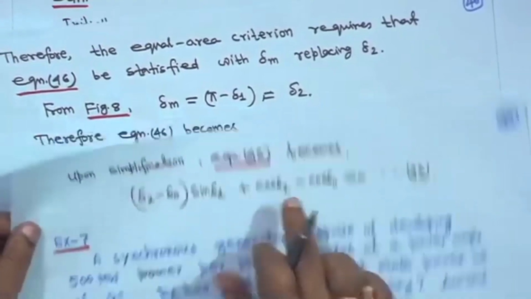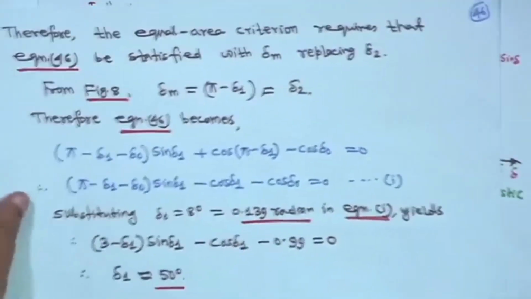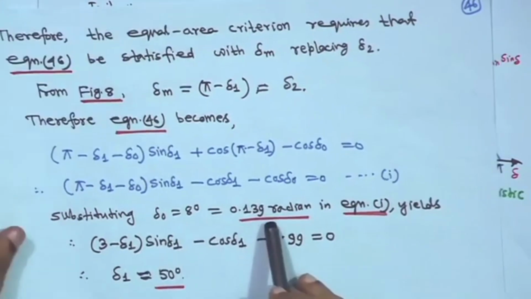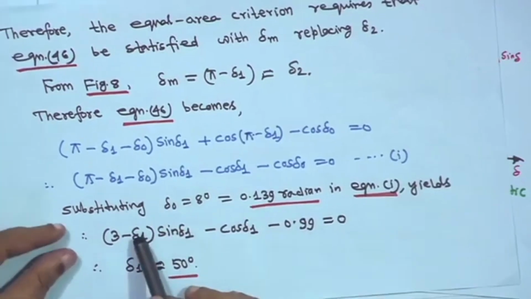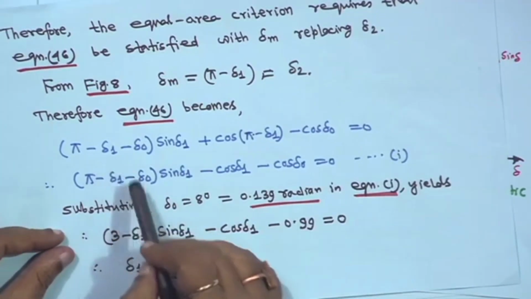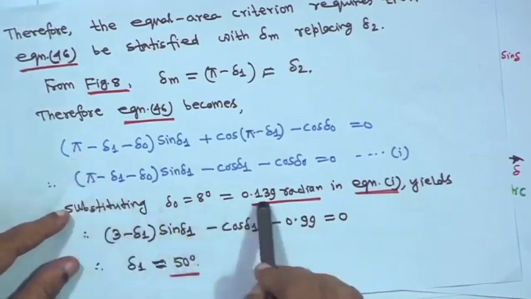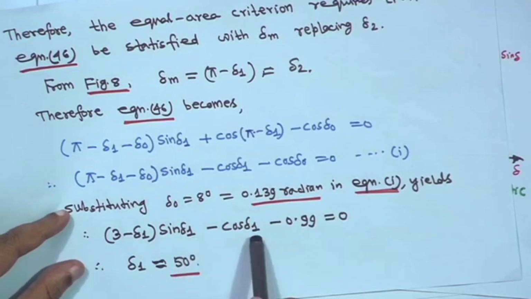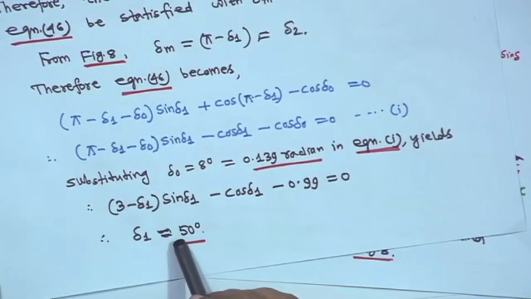So, here also delta 2 you put as pi minus delta 1, minus cos delta 0. If you do so, then as delta 0 is equal to 8 degree, which is 0.139 radian, approximately 0.14, and putting all these values in equation 1, you will get 3 minus delta 1, taking pi as approximately 3.14, into sin delta 1, minus cosine delta 1, minus 0.99 is equal to 0. Then delta 1 is approximately 50 degree.